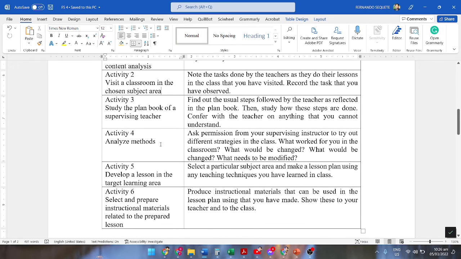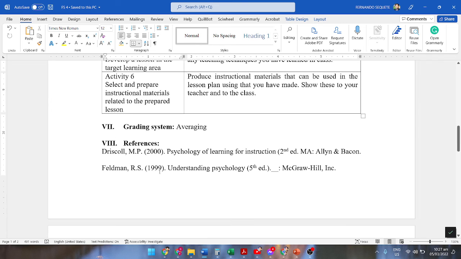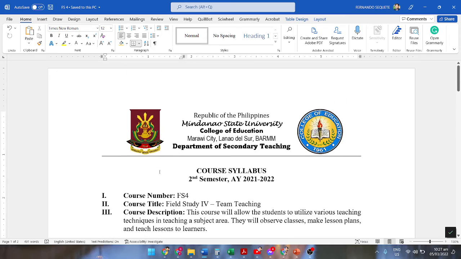And then activity 4, we have to analyze methods ng ginawa ni teacher. Okay. Activity 5, we have to develop a lesson in the target learning area. And then activity 6, you have to select and prepare instructional materials related to the prepared lesson. And the last one would be the demonstration teaching. Okay. So the grading system for this is averaging. So as you can see, that is for the whole semester of FS4. Again, details will be posted sa G-class natin.